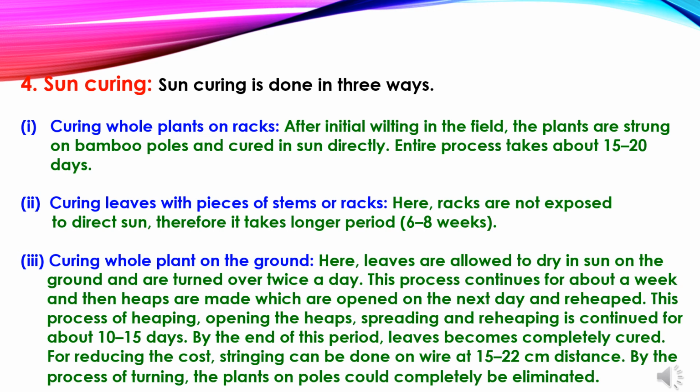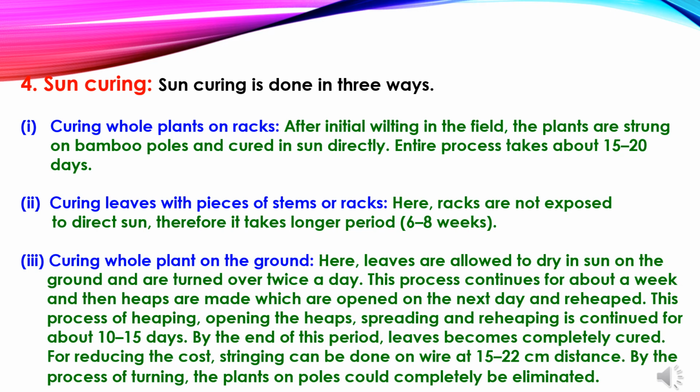Second, curing leaves with pieces of stems on racks. Here racks are not exposed to direct sun, therefore it takes a longer period, about 6 to 8 weeks. Third, curing whole plant on the ground. Here leaves are allowed to dry in the sun on the ground and are turned over twice a day.